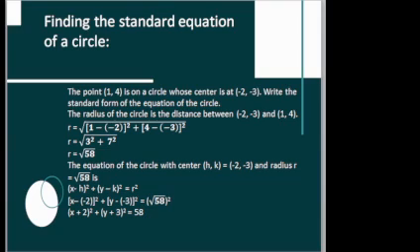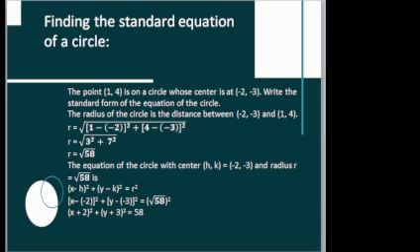As we know that x minus -2 is the same with x plus 2 squared, and y minus -3 is the same with y plus 3 squared. And the square root of 58 squared is the same with 58. So our equation of the circle with center h and k, -2 and -3, and radius r, that is the square root of 58, is x plus 2 squared plus y plus 3 squared equals 58.